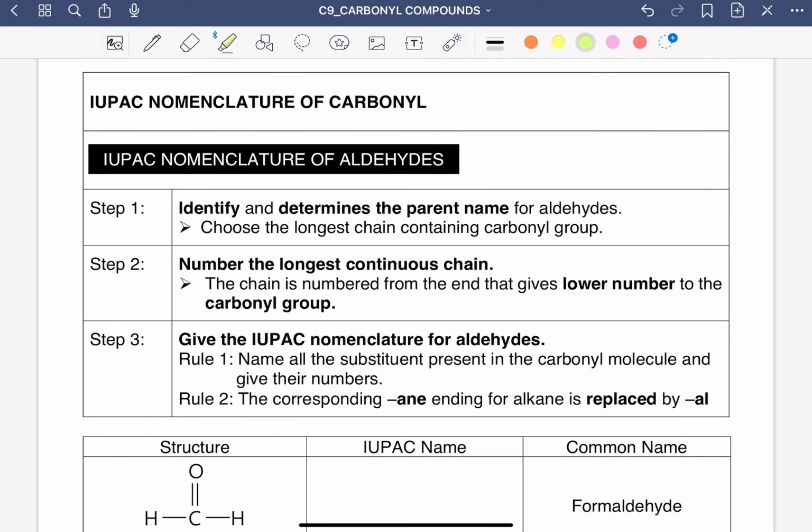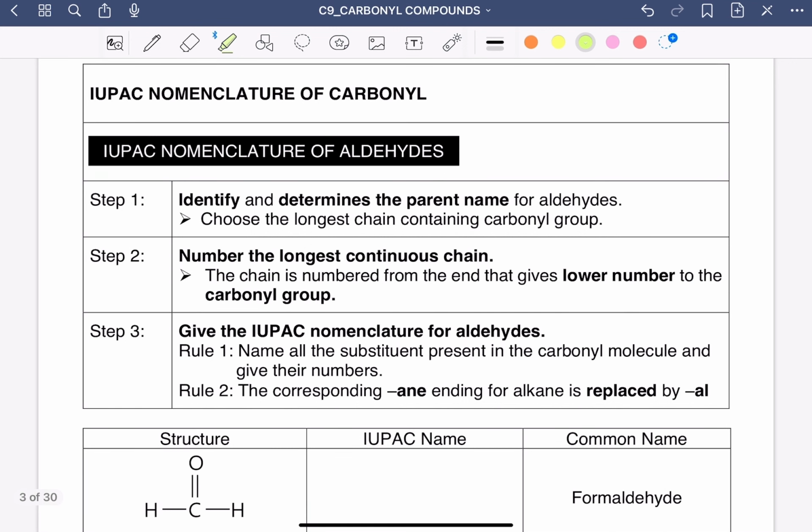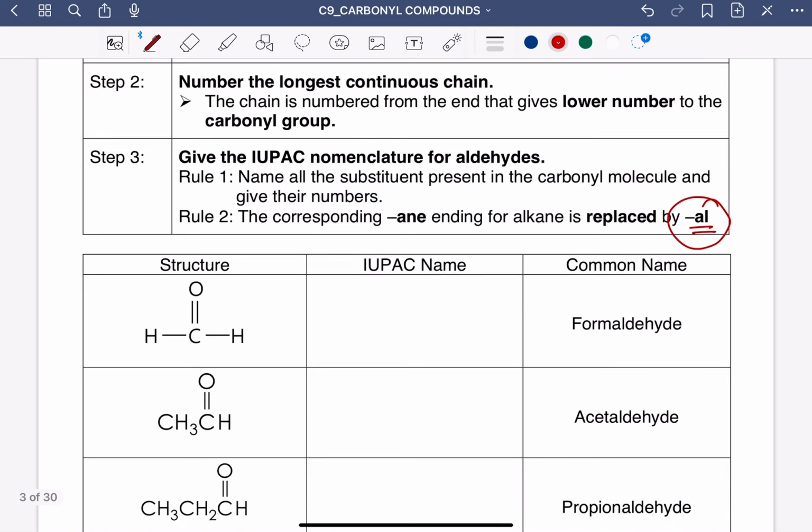So how do we name aldehydes? For the nomenclature, it is almost the same as what you learned in alkane, except that if it's an aldehyde, it will end with -al. Like methane becomes methanal, ethane becomes ethanal, propanal, butanal, pentanal, hexanal, heptanal, what else? Octanal, nonanal, decanal. We just learn up to 10. That's it.